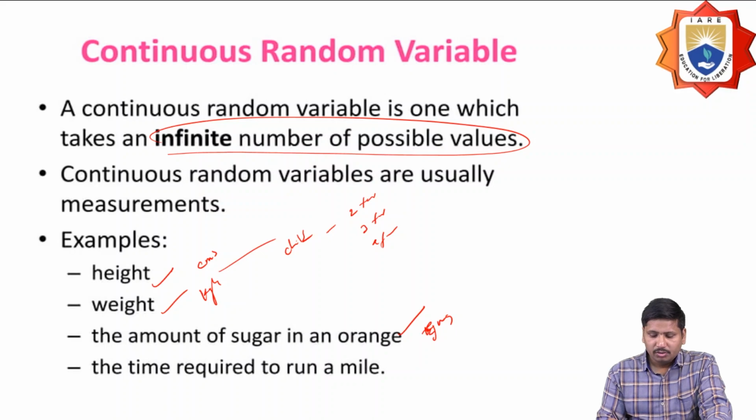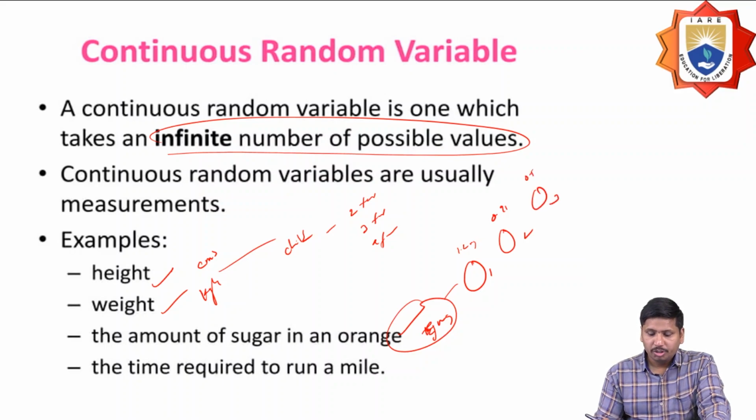If I take the amount of sugar, that also changes. In one orange it could be 1.2 milligrams, in another orange 0.95, and in another orange 0.5, like this. This is going to change, right? So this kind of variable should be treated as a continuous random variable.